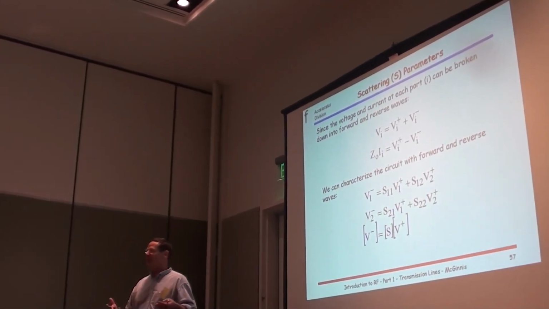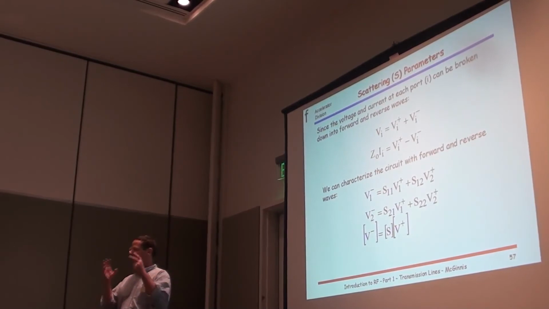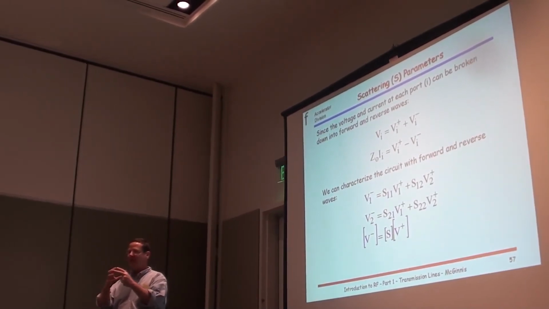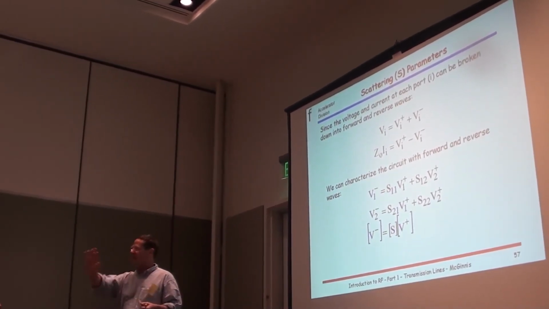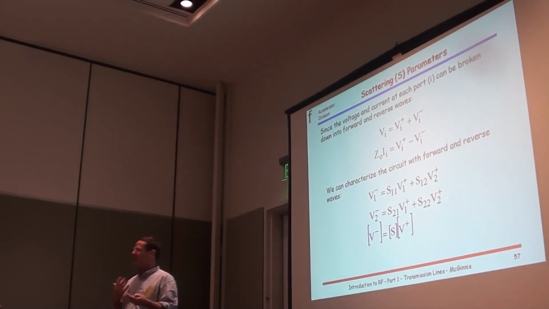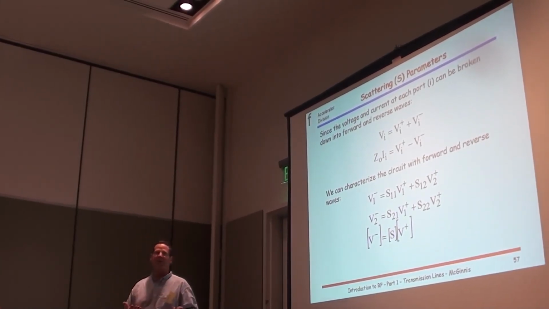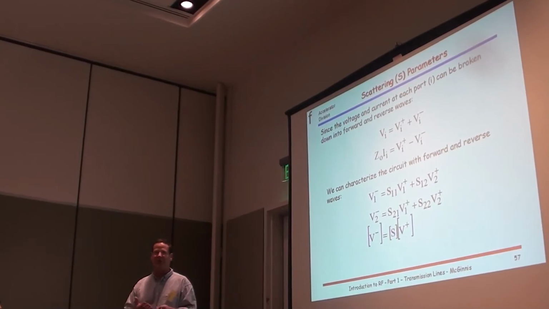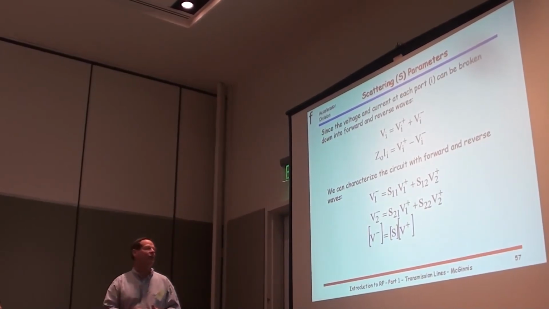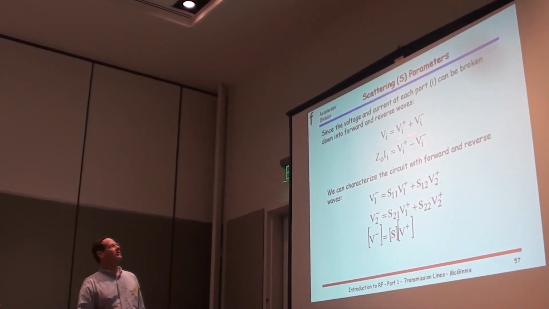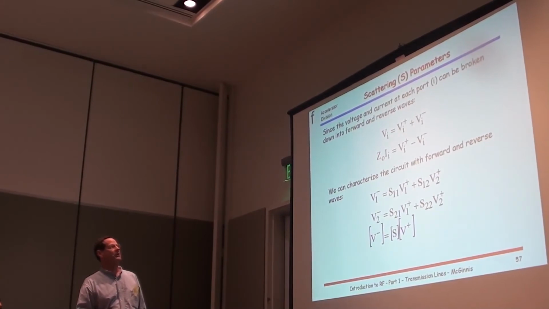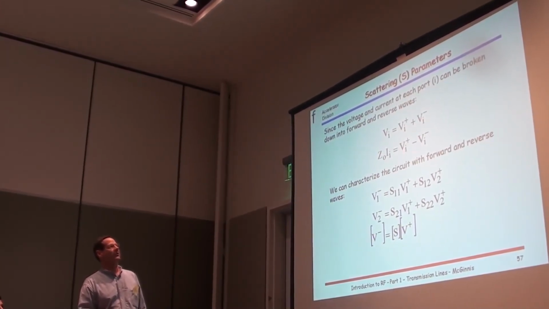So the same thing we're going to do here. We're going to put our device in front of a network analyzer, send electromagnetic waves at the device, and bounce those waves off, and that way we're going to be able to characterize the device. It's a different way of characterizing the device instead of voltages and currents. You can decompose the voltages and currents in terms of forward voltages and reverse voltages, and forward currents and reverse currents. Then you can write the circuit with forward and reverse waves.